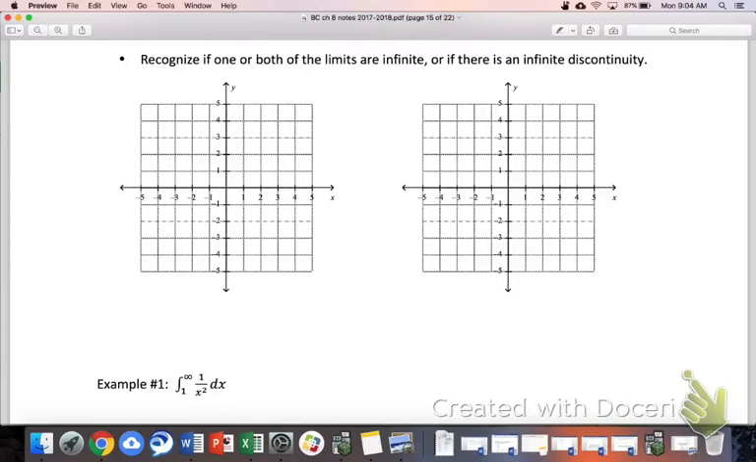So check these out. Here would be a classic case of an improper integral. Let's say you had some function y equals 1 over x squared. And so if we have y equals 1 over x squared, that looks like this. And let's talk about how this could be improper.